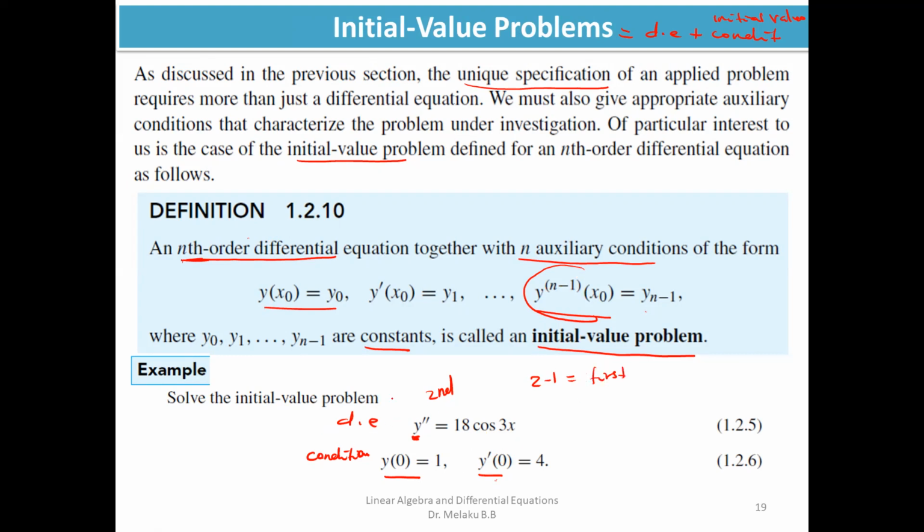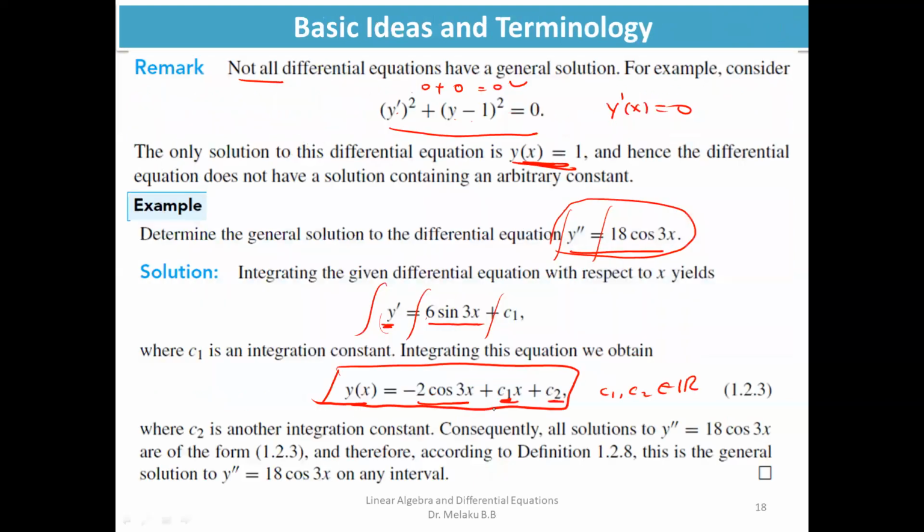Let's see this example, and it will be clearer. It says solve the initial value problem. Here we have an initial value problem, and we are going to find its solution. I think we have solved this one, 18 cos 3x, that was the question. So we have the general solution already. Now, using the auxiliary conditions, we are going to determine C1 and C2. That's all.